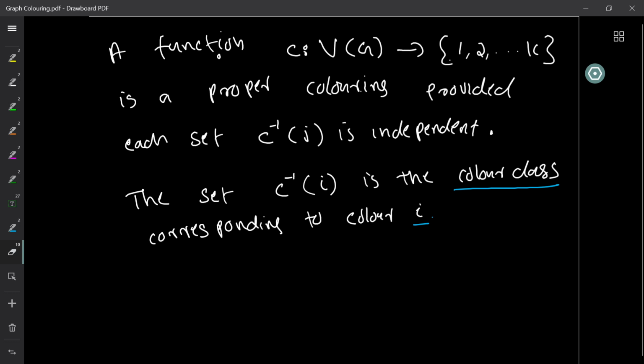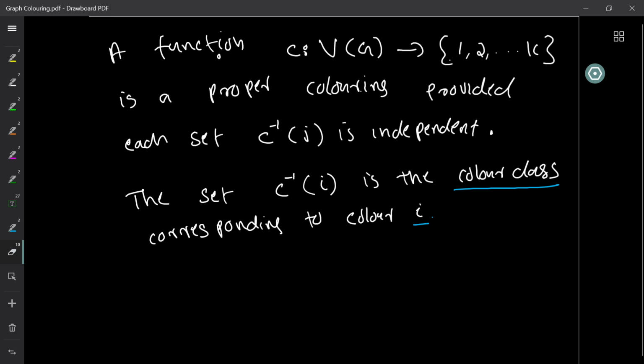Okay, so what we are saying is that you have, let us say, a function C which maps the vertex set of G to the set 1 up to K. Now, such a map is called a proper coloring, provided the inverse function C inverse of j, for any j, is an independent set, right? For each color, so the numbers are called colors.